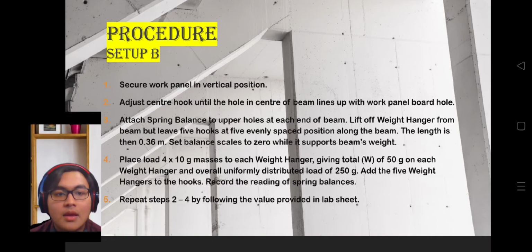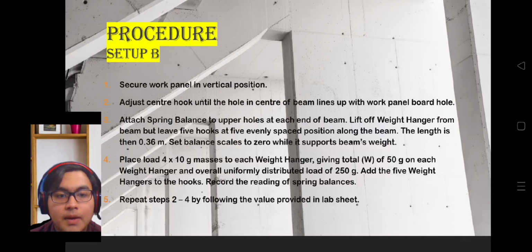And for setup B, first we have to secure the work panel in vertical position. Then we adjust the center hook until the hole in the center of the beam lines up with the work panel bolt hole. And then we attach the spring balance to the upper holes at each end of the beam. Lift off the weight hanger from the beam but leave 5 hooks at 5 evenly spaced positions along the beam. The length is then 0.36 meter. And then set the balance scales to 0 while it supports the beam's weight.